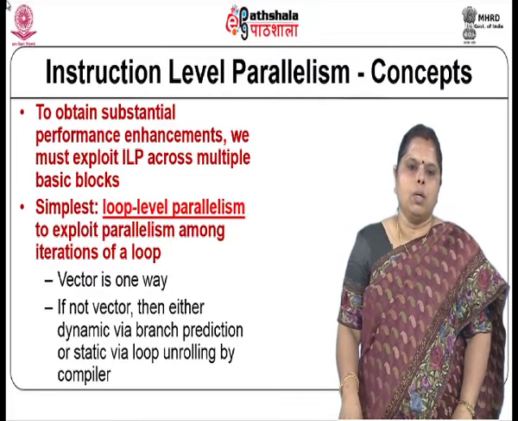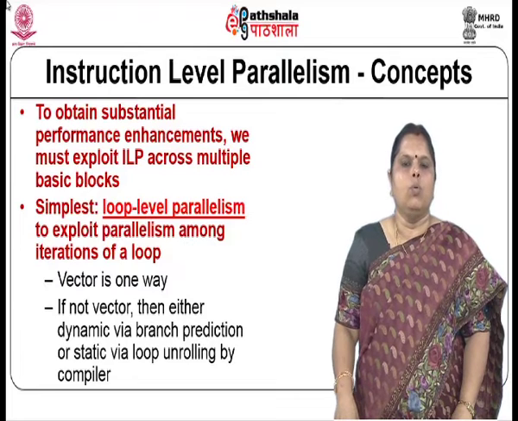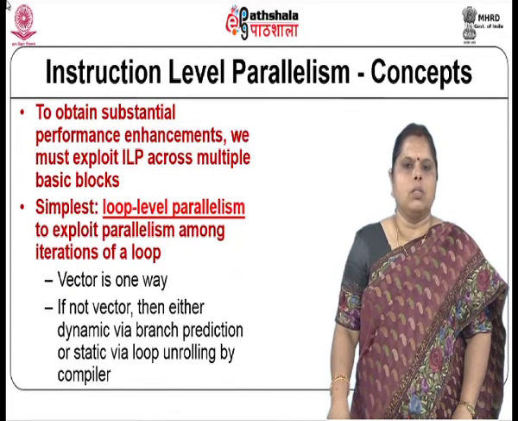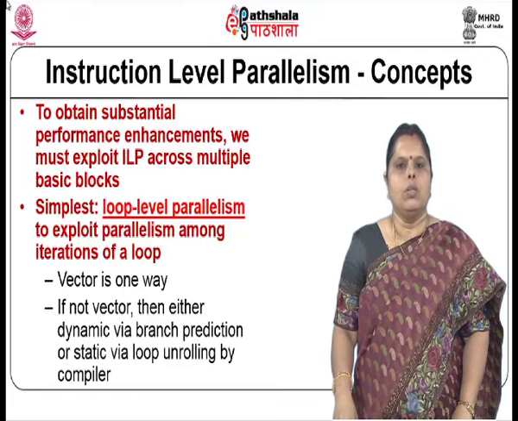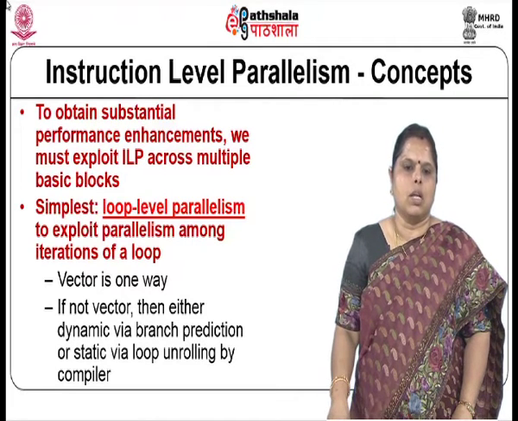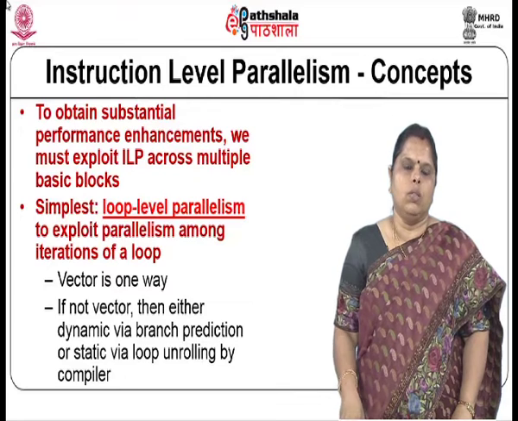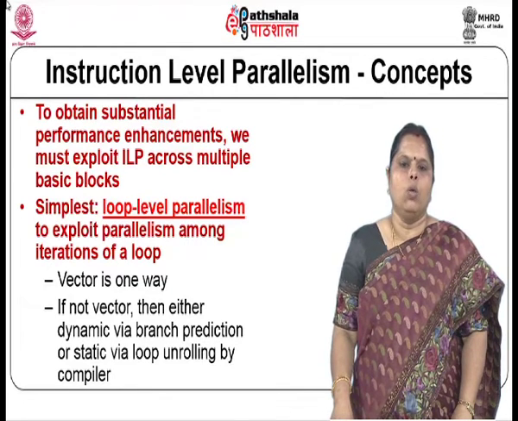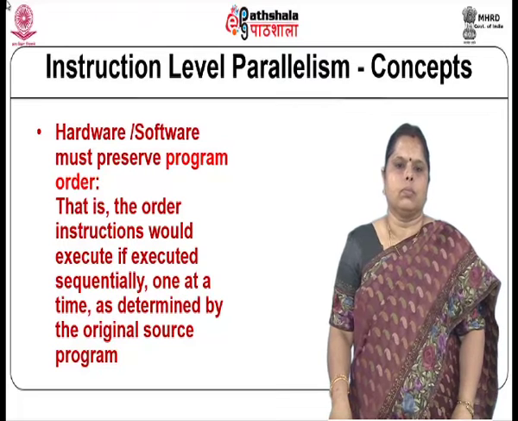So if it is a dynamic branch predictor that we are looking at, we are going to do a dynamic unrolling of the loop, and if it is static branch prediction, we are going to statically unroll the loop. We will have to look at these techniques now and see how the unrolling of the loop happens and how we are going to handle the loop level parallelism.